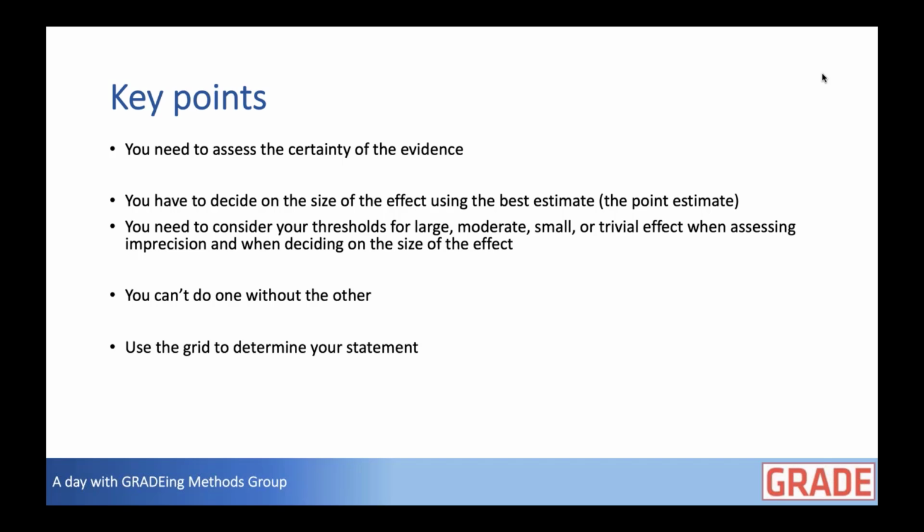In order to assess imprecision, you have to come up with your thresholds. In order to communicate the results, you have to be clear about what your threshold is. Use the grid to determine your statement and write your, hopefully, informative conclusions.